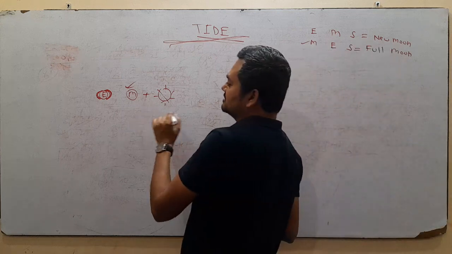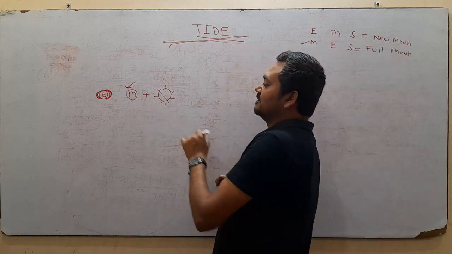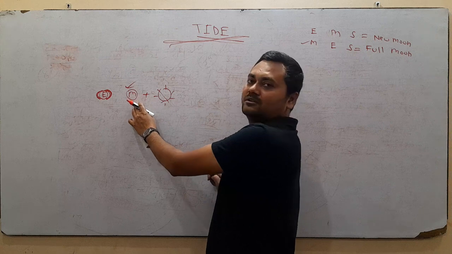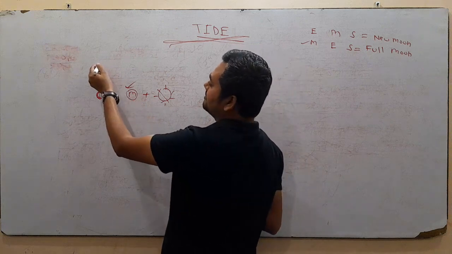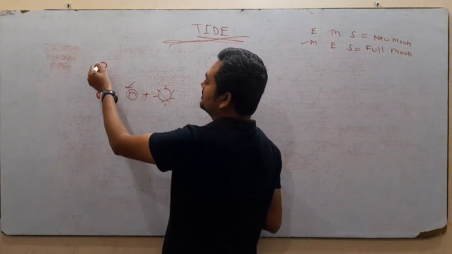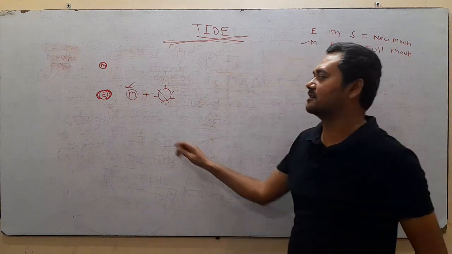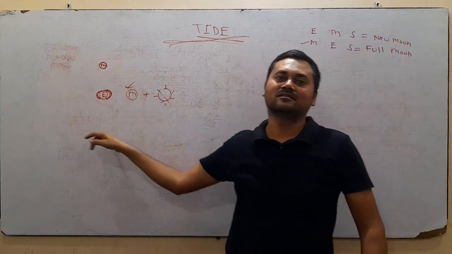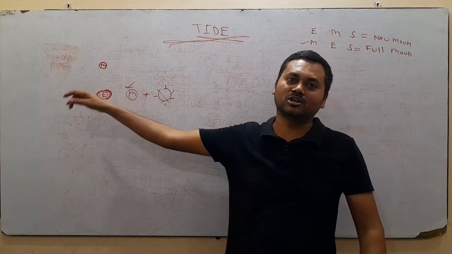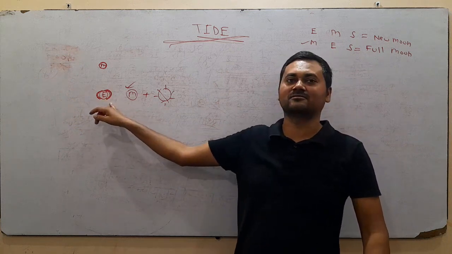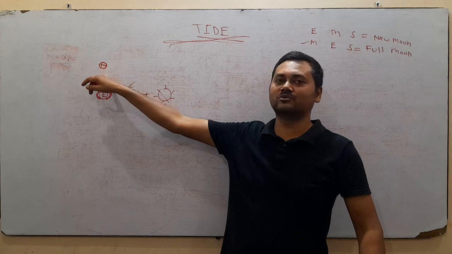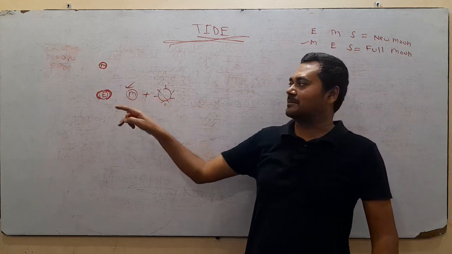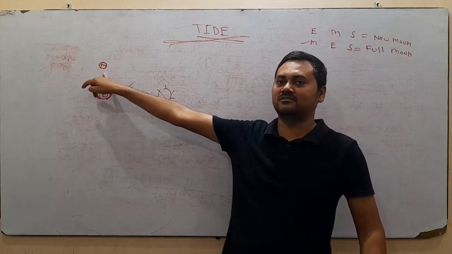Therefore, in the second situation, what will happen? The moon will reach here, because the moon revolves around the earth, or not? So in the second situation, the moon will be here. Now what will happen when the moon is there?